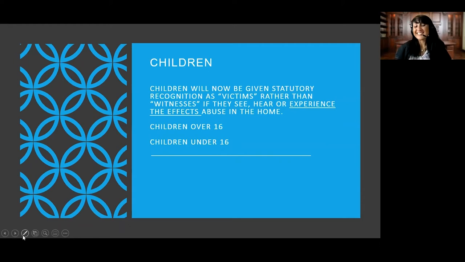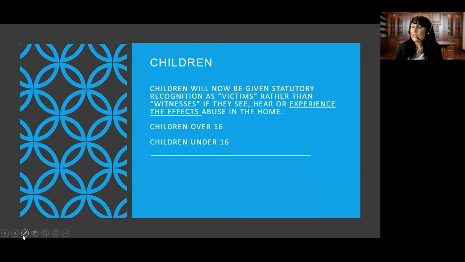Now, under the extended definition, children will have suffered harm if they experience the effects of domestic abuse. It's an interesting concept. It will be interesting to see how it's used by professionals. What would it look like? One can only guess now. I suspect that it could be used fairly widely.